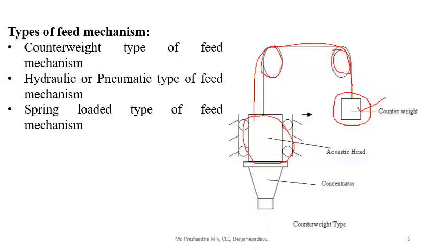This type of feeding mechanism, although simple, is insensitive to changes in cutting and hence inconvenient to adjust the weights. These are the drawbacks. First one is it is insensitive to changes in cutting and hence it is inconvenient to adjust the weights. This is the drawback of this tool feed mechanism. Now I will move on to the next one, the second type.